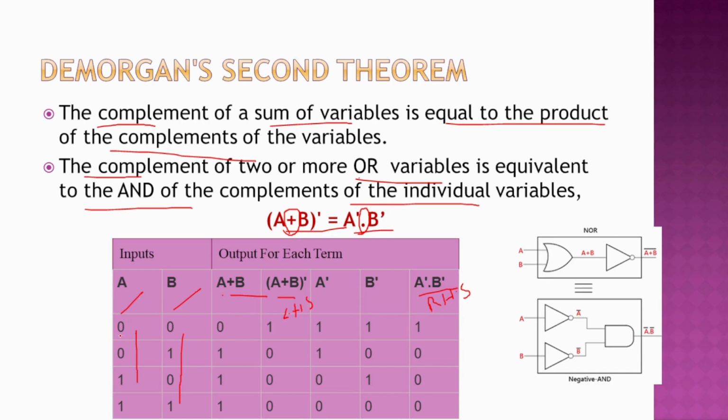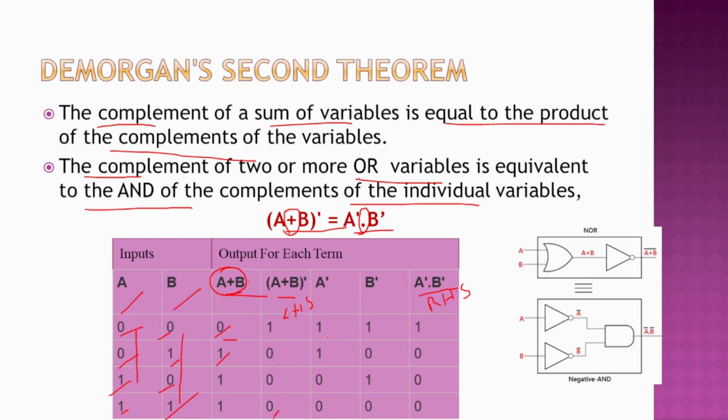0 plus 0 is 0. 0 plus 1 is 1. 1 plus 0 is 1. 1 plus 1 is 1. So you will find the A plus B value here, but you need to get A plus B the whole dash. It means you need to find the complement value of A plus B. 0 is inverted as 1 and 1 is inverted as 0 here. Finally, you will get the value 1, 0, 0, 0.